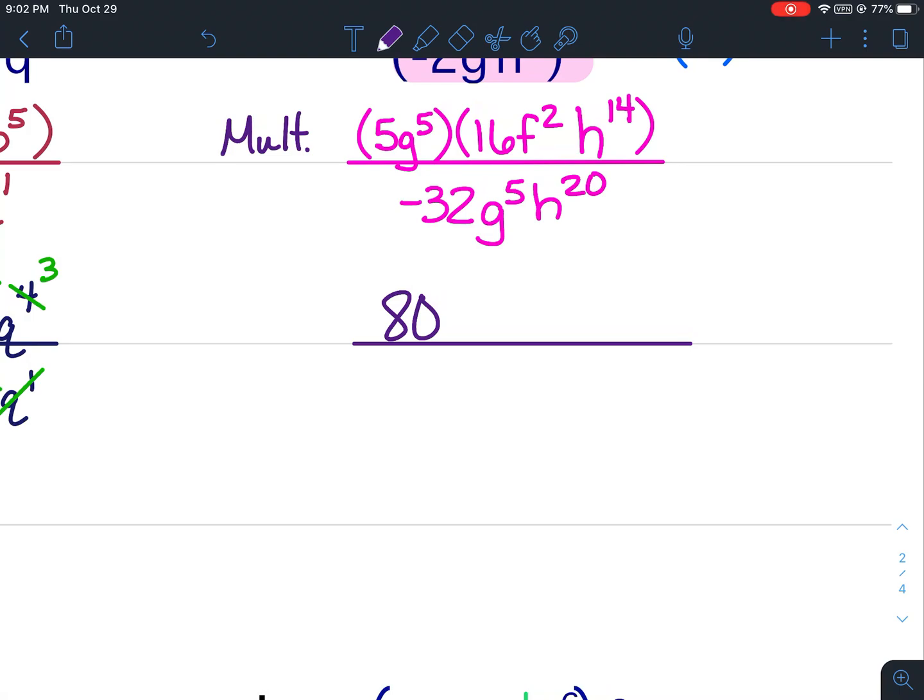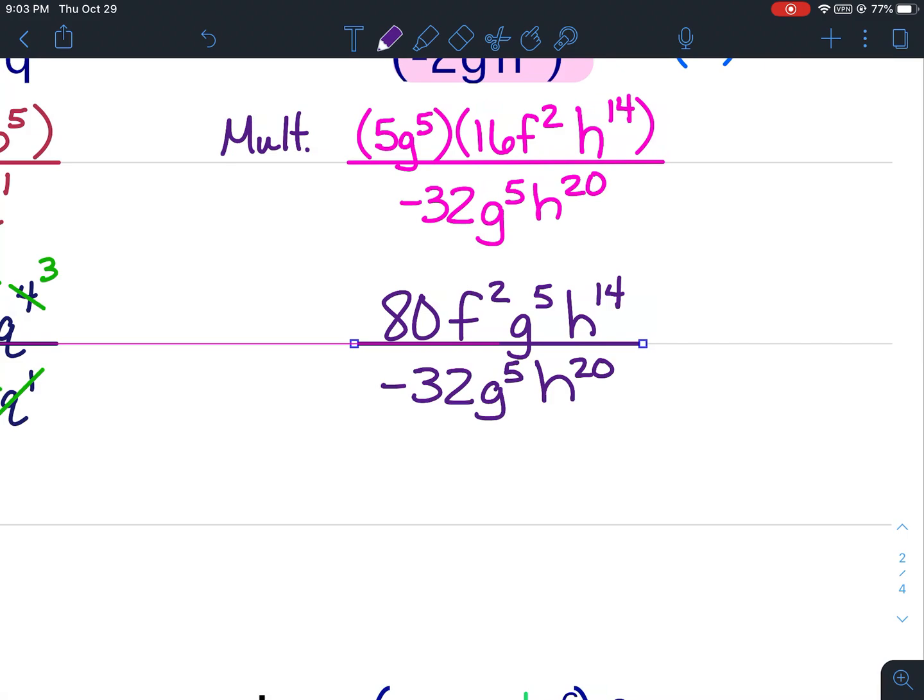Again, I don't have any repeating variables. There's a G, 1G, 1F, 1H. So I'm going to bring them down in alphabetical order. So that would be F squared, G to the fifth, and H to the 14th. On the bottom, I just need to rewrite it. So negative 32, G to the fifth, H to the 20th. All right. Now I'm ready to divide.